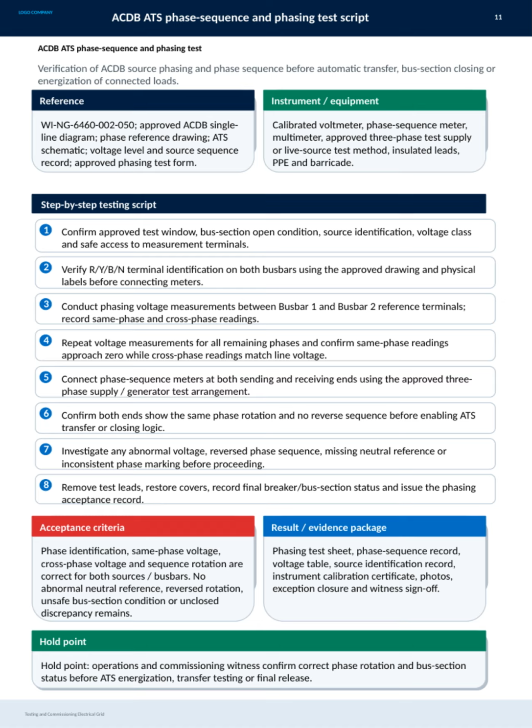The test's acceptance criteria require correct phase identification, voltage readings, and rotation for both sources with no unsafe conditions or discrepancies remaining. All results and evidence, including test sheets, calibration certificates, photos, and witness sign-offs, form the final bundle needed for acceptance. Importantly, this process includes a hold point. Operations and commissioning must witness and confirm correct phase rotation and bus section status before any ATS energization, transfer testing, or final release can proceed, ensuring safety and reliability throughout the electrical grid commissioning.